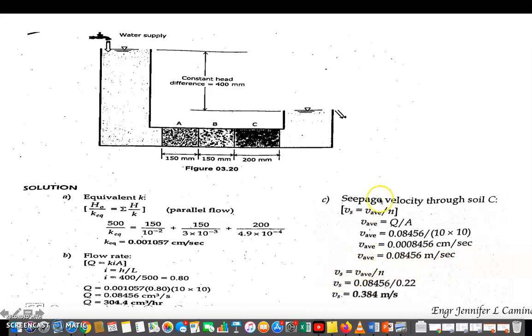And since we have this value now, the discharge velocity, or the average velocity, you can compute now for the seepage velocity through soil C. So that would be the average velocity all over n. The porosity for soil C is 0.22, and you get the value of 0.384 meter per second.